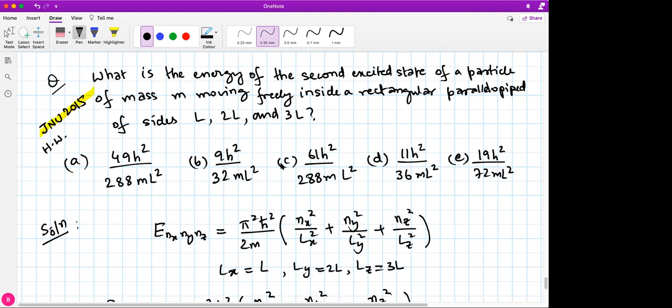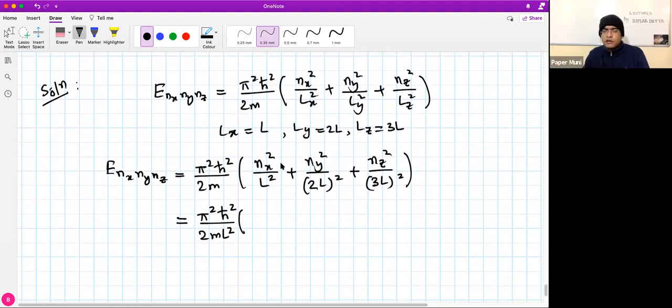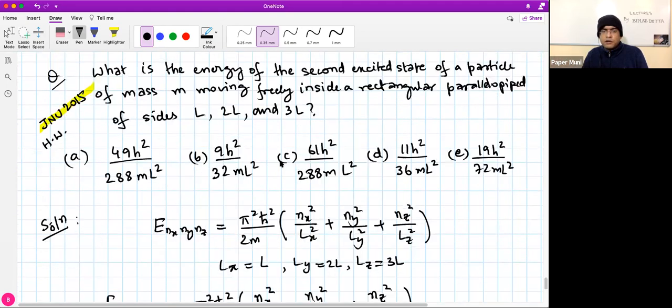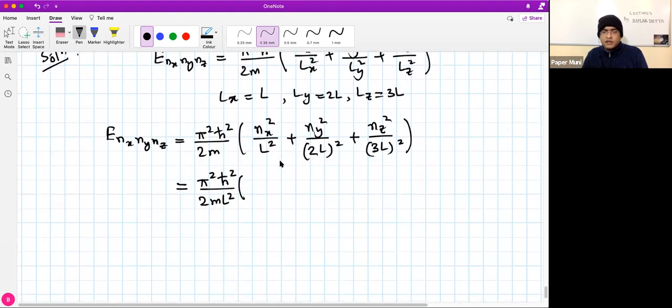Because if you try to change the order, you will be changing the nx values, so it would not make sense. You could have taken any length, any direction, but what we require is the next minimum energy. What we are talking about is the ground and second excited state. So you can't change the order, you have to be very careful with that. That is why I'm not changing the order. We are taking it as it is.